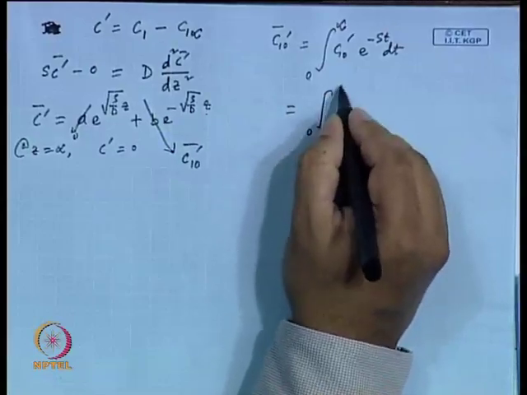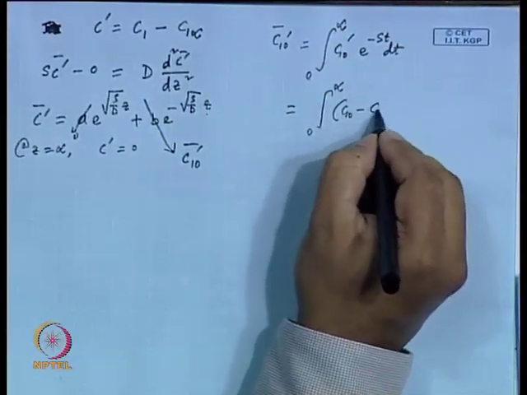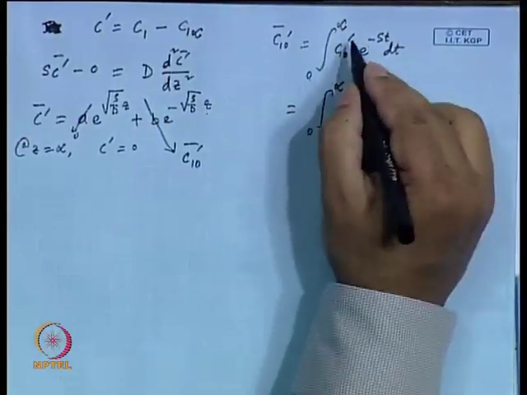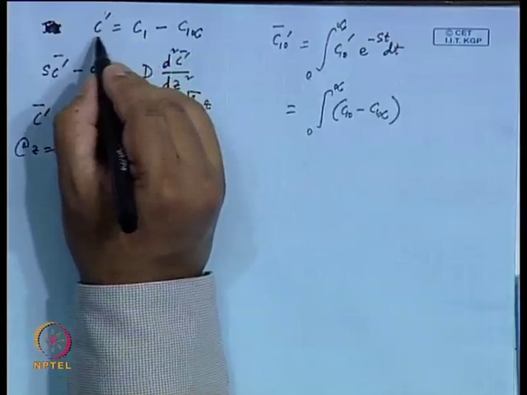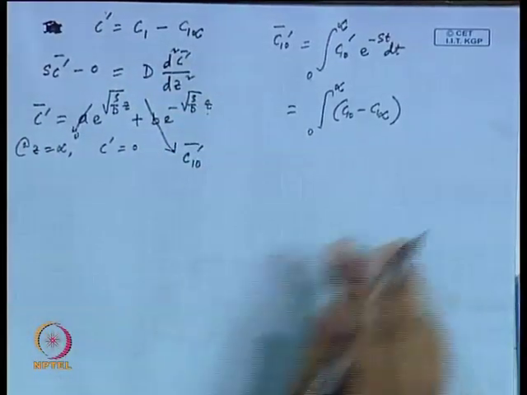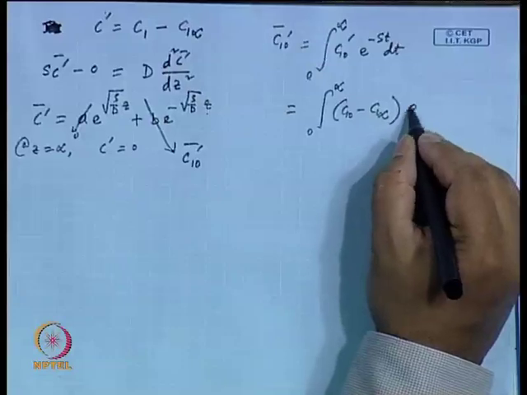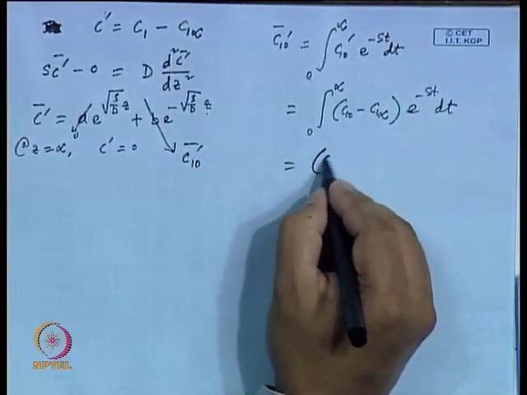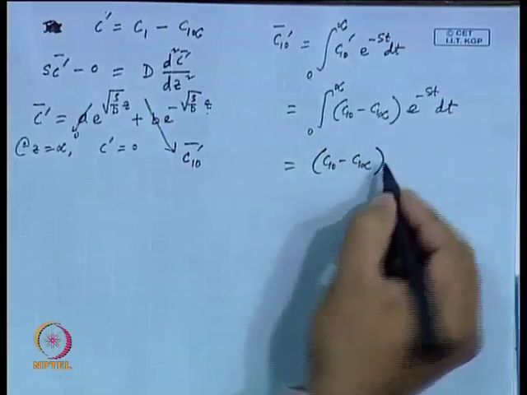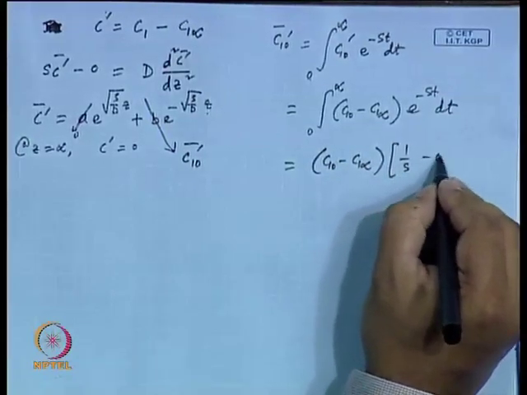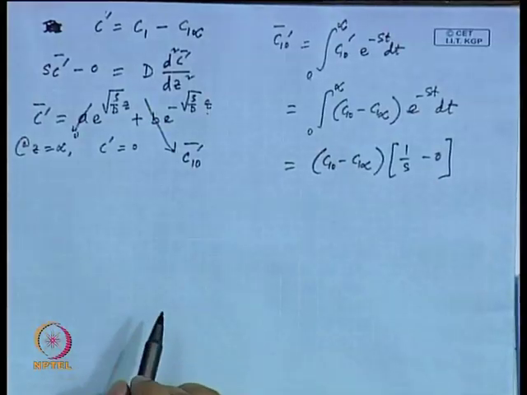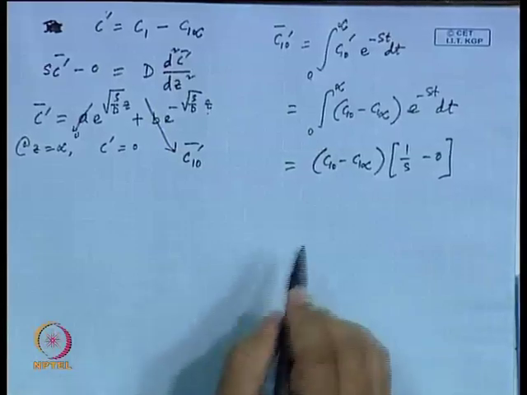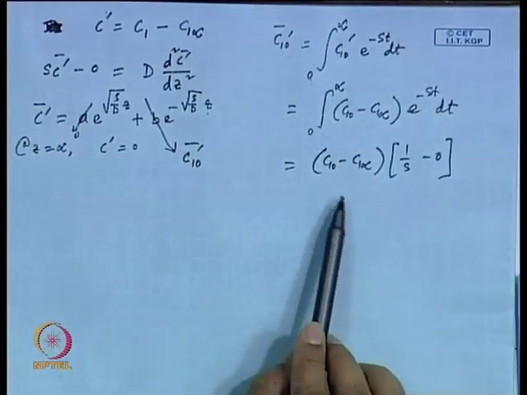So, you can write this as 0 to infinity C10 minus C1 infinity, that is the definition of C10 prime, because this prime is basically the deviation variable, that is how we have defined it here. So, this into e to the power minus st dt, and that would be equal to C10 minus C1 infinity into 1 by s minus 0, if you simplify this further.